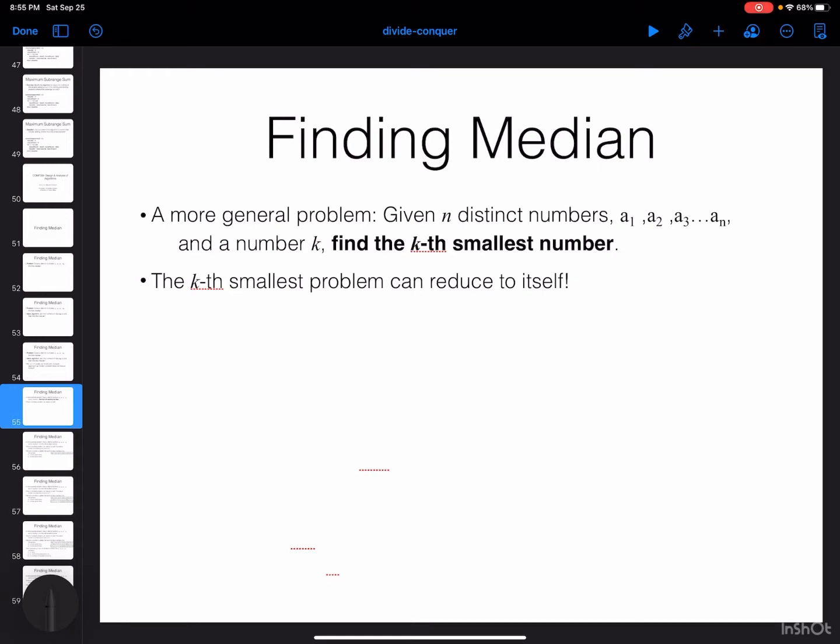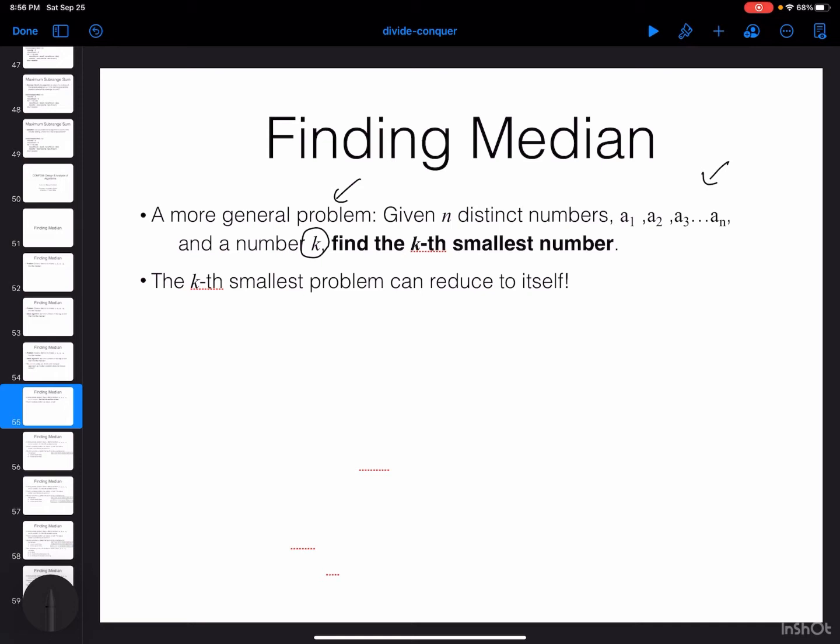Assume I have n distinct numbers and I am looking for the kth smallest item. The n numbers are given as an argument to this problem, and the value of k, which is the rank that I'm looking for, is also an argument to this problem. So k can be anything. It can be the smallest item, the fourth smallest item, the 10th smallest item. So this is more general than finding the median.